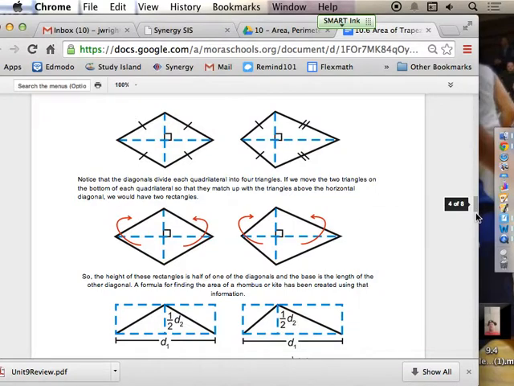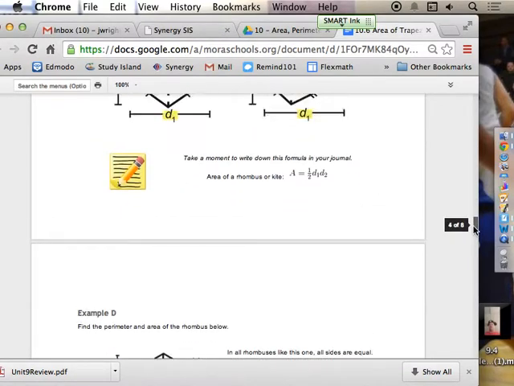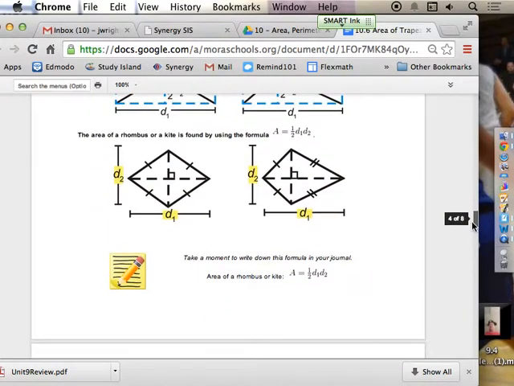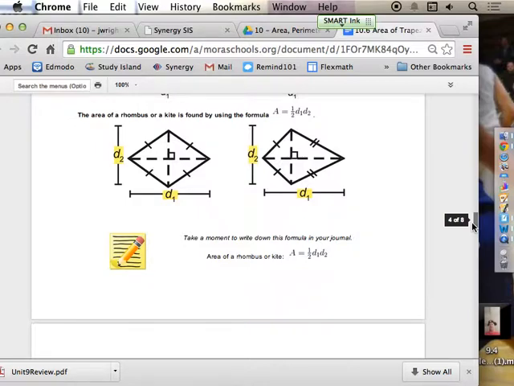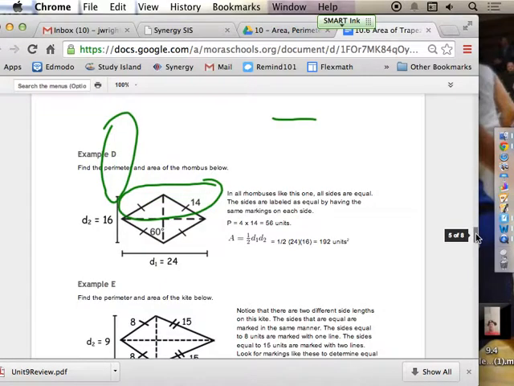Let's go right here. You can see the formula. Area is half diagonal 1 times diagonal 2. So if they tell you how long the diagonals are, I multiply them and take half of it, multiply times 1/2 or divide by 2, same thing, and I'm going to find my answer for the area of a rhombus or a kite.